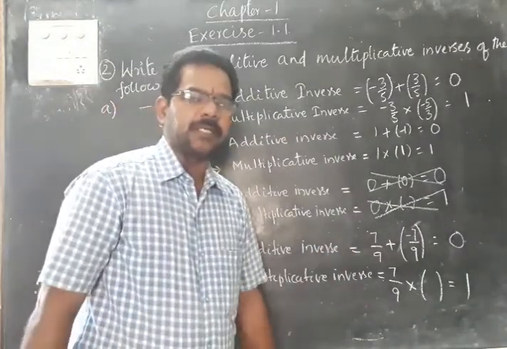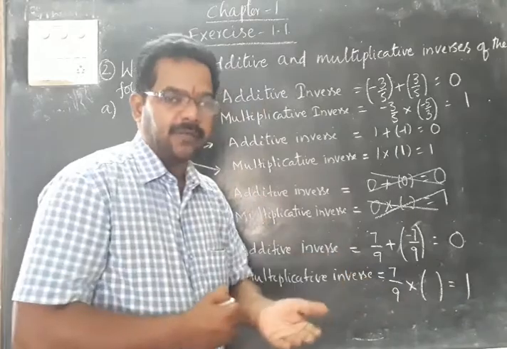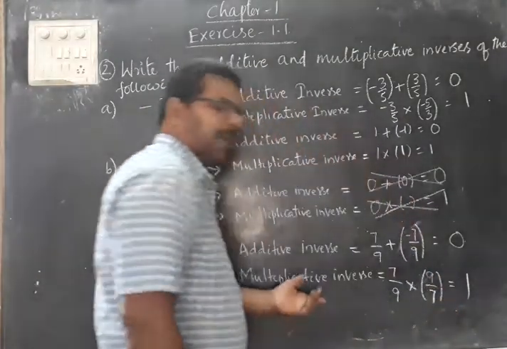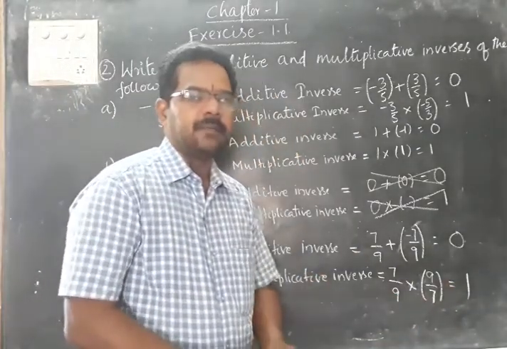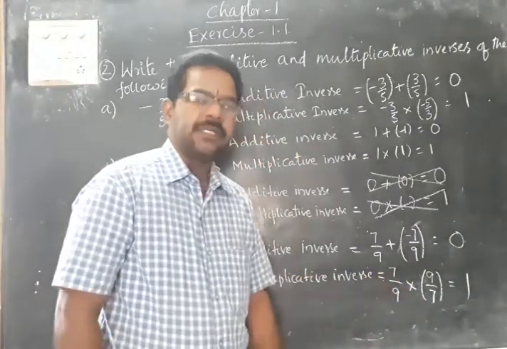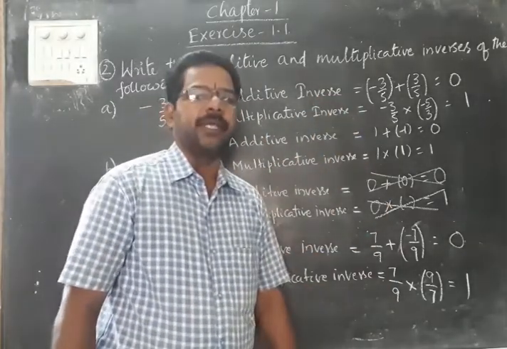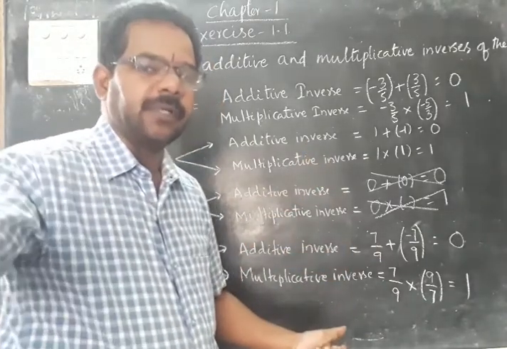7 by 9 is a rational number. If you take the reciprocal of 7 by 9, you can get 9 by 7. So 9 by 7 is the multiplicative inverse of, sorry, multiplicative inverse of 7 by 9. Like this, for any number we can take the additive inverse and multiplicative inverse.